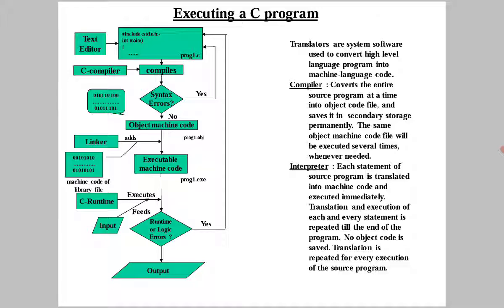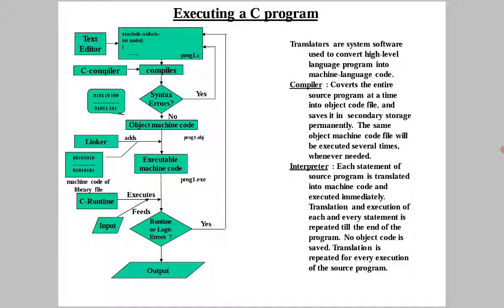is there any error or not? There are two types of errors: syntax errors and logical errors. Compilers generally display all the syntax errors. Syntax errors generally occur when you write statements with grammatical mistakes. If there are syntax errors, you have to rectify them and recompile the program. If there are no syntactical errors in the program, then the object machine code is created.